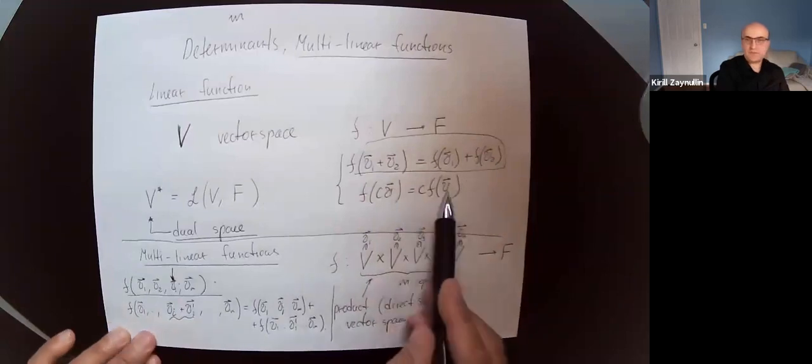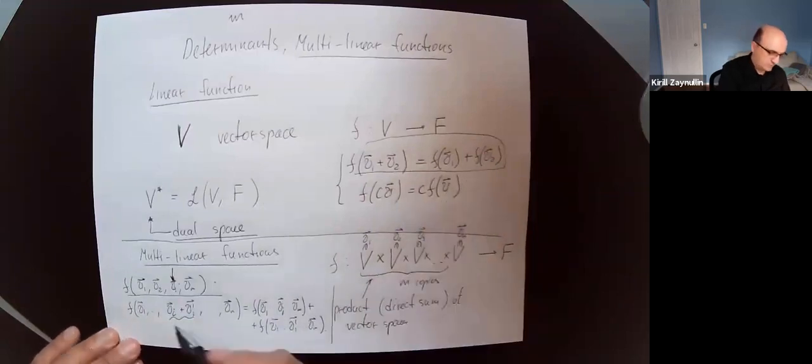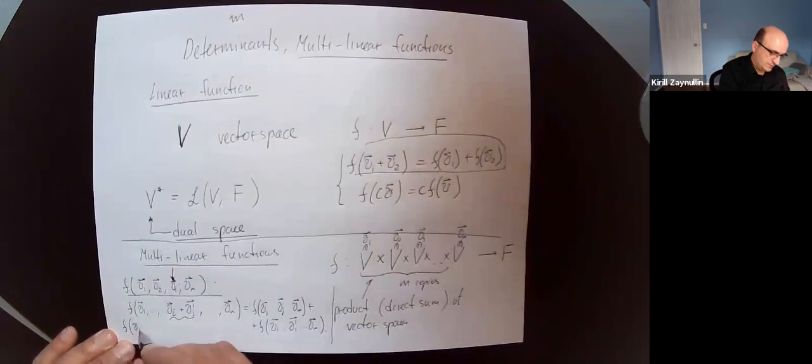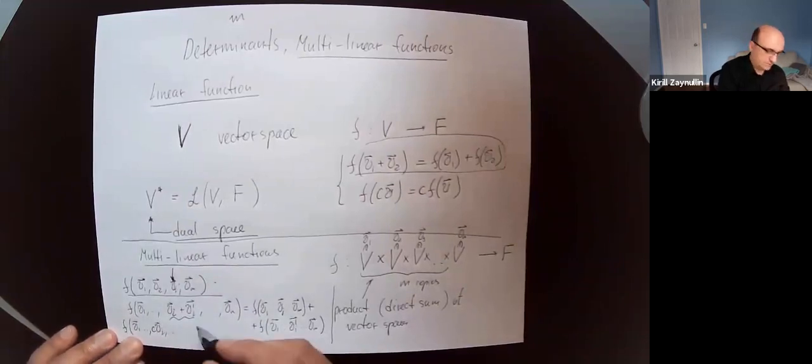And similarly for the scalar multiplication. Say if I multiply the ith vector by c, then I can again expand it. So it's c times f(v1, ..., vi, ..., vm).